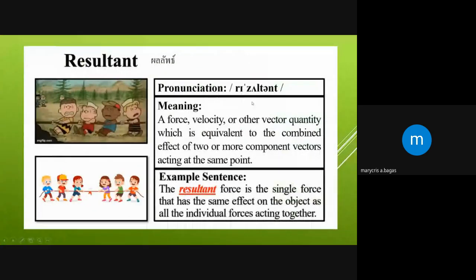Okay, so resultant. The resultant force is the single force that has the same effect on the object as all the individual forces acting together. Okay, resultant. This is just a review, right? We already tackled this one last week.